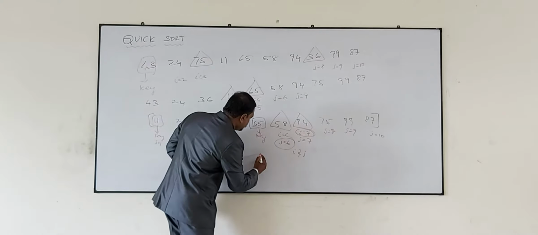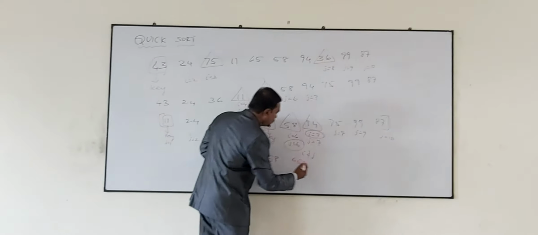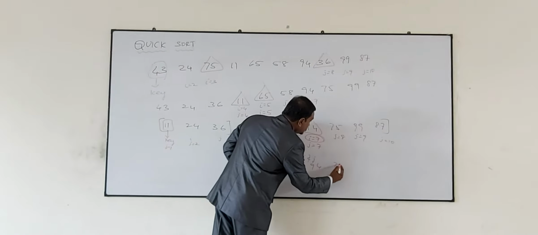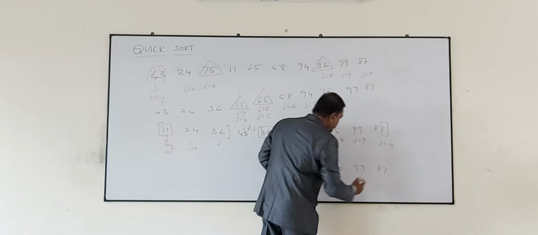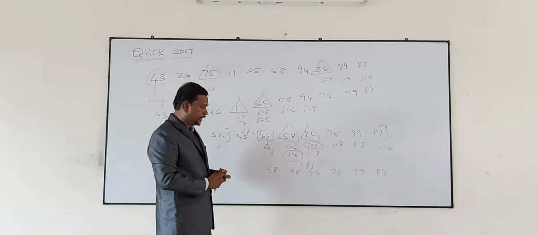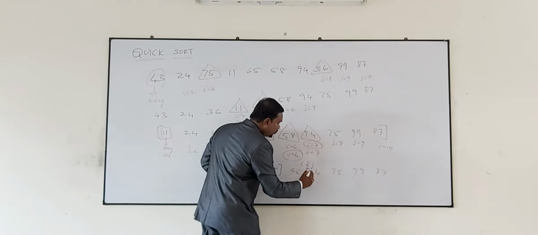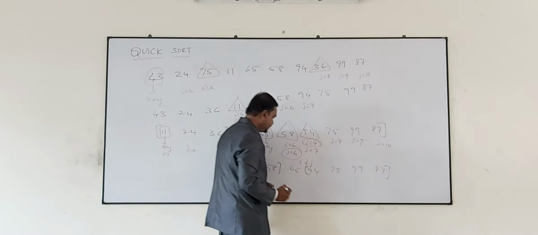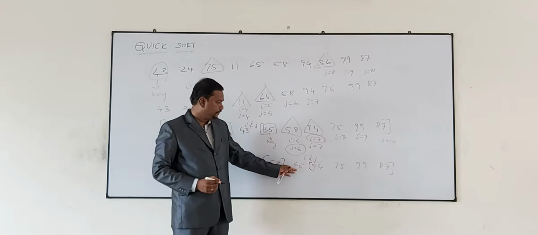So now 58, 65, 94, 75, 99 and 87. Once we have done it, the table should be separated. So 58 is separated and 94 to 87 is again separated. The key element 65 has reached its place.